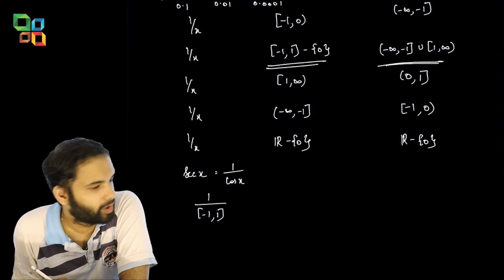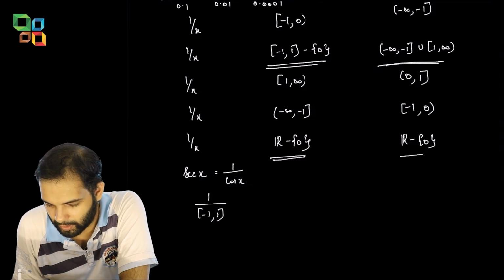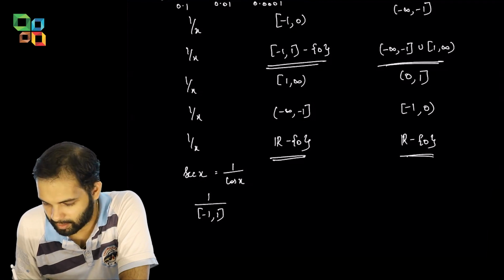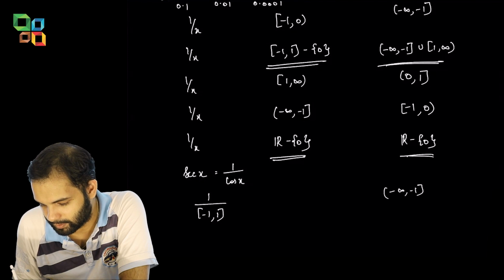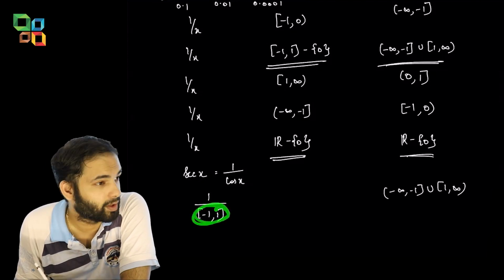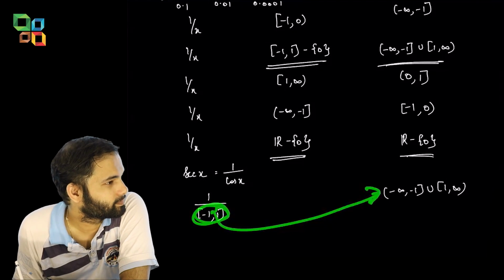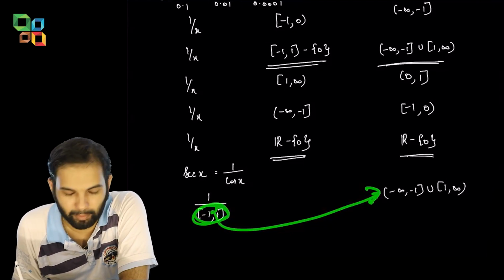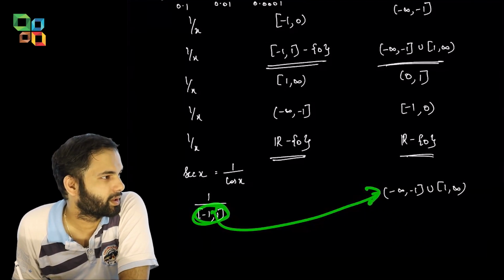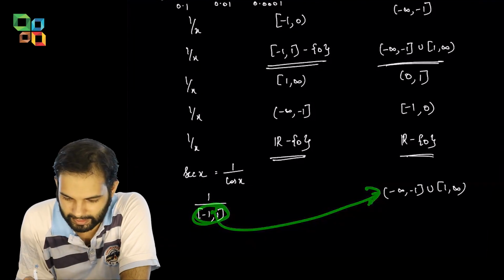It's not all real numbers. You get all real numbers only when your domain is all real numbers, correct? Now we have only numbers between minus 1 and 1. So your range is minus infinity to minus 1, union 1 to infinity. Isn't it? When you have numbers in the denominator between 0 and 1, you're going to get 1 to infinity. If you have numbers between 0 and minus 1, you're going to get minus infinity to minus 1. If you have both sides, you are going to get this interval.